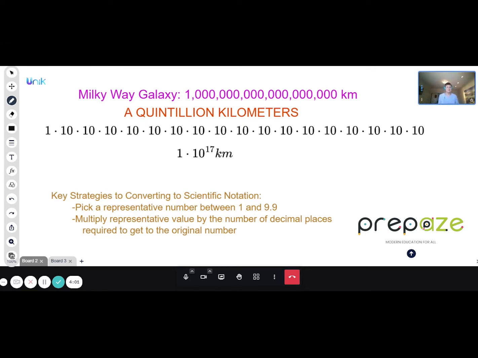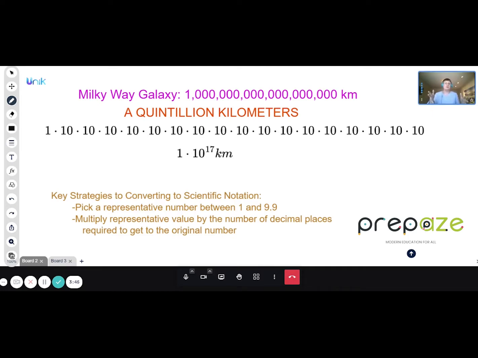And imagine you're a scientist and you're writing down your report. You do not want to write 16 zeros, not 16, 15 zeros in a row. That's a lot of zeros. So we create what we call scientific notation to help minimize the amount of writing that we have to do.